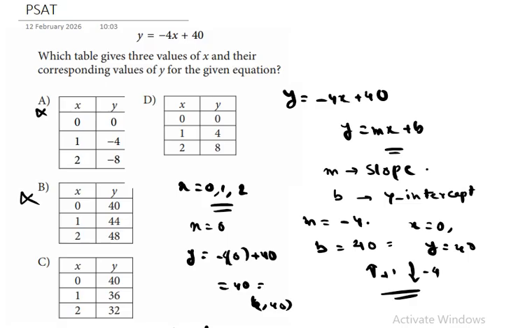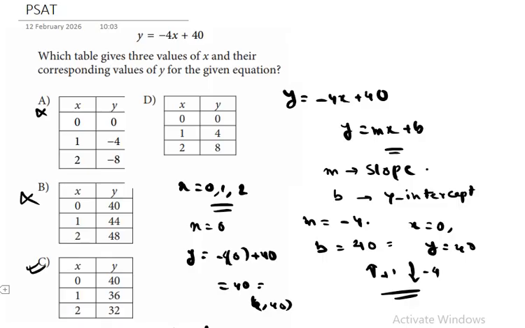Now come to option C. Option C says 0, 40, 1, 36, 2, 32. Now let's compare. When x increases, 40 goes to 36, like decrease by 4, and 36 goes to 32, decrease by 4. That perfectly matches the equation y is equal to minus 4x plus 40. So option C is the correct option.